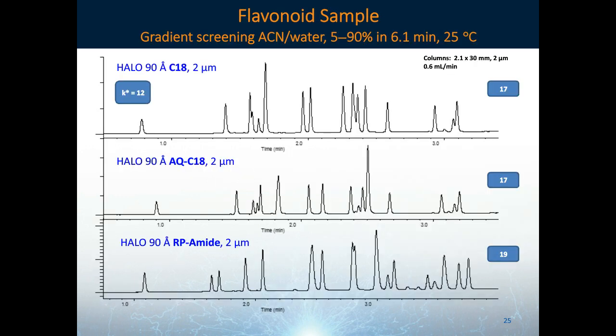So in this case, we screened acetonitrile and water, again with C18, AQ C18, and RP-Amide, and we're able to identify 17 unique peaks for the C18 phase, and also 17 peaks for AQ C18, and in the bottom chromatogram, we're able to identify 19 different peaks using the RP-Amide phase.